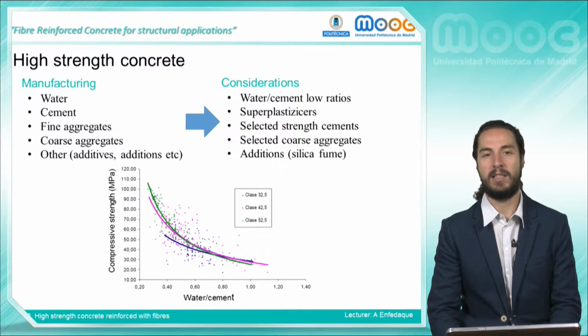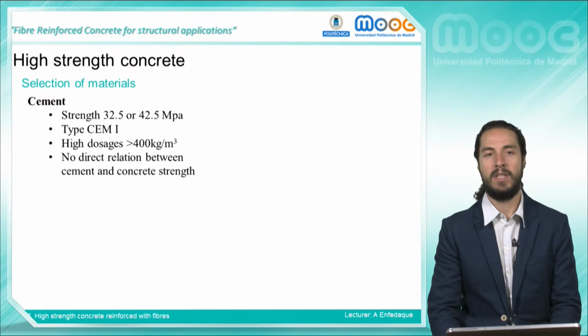Regarding the aggregates, they should have a remarkable compressive strength. Also, some cement additions, especially silica fume, can be used. Focusing on the characteristics of cement, it is recommended to use cements with high strength of 42.5 or 52.5 megapascals. Among the types considered in the Spanish code, a cement type 1 is the most adequate for this type of concrete. The amount of cement employed per cubic meter is over 400 kilograms.